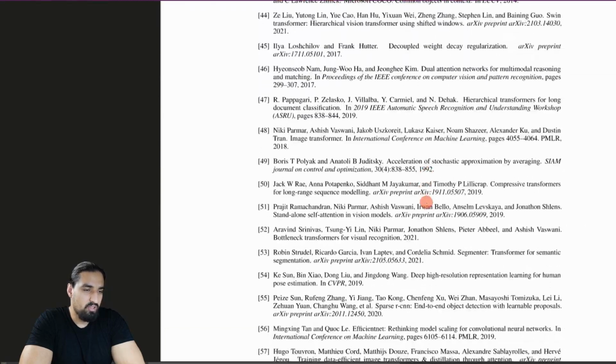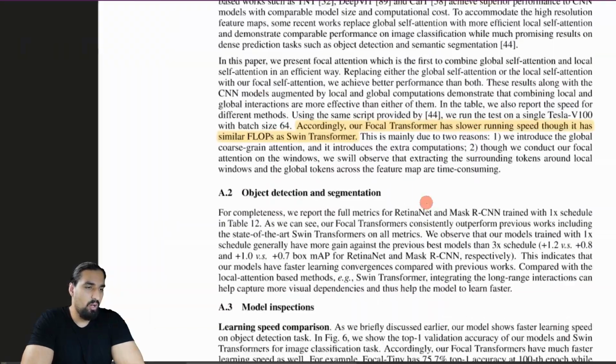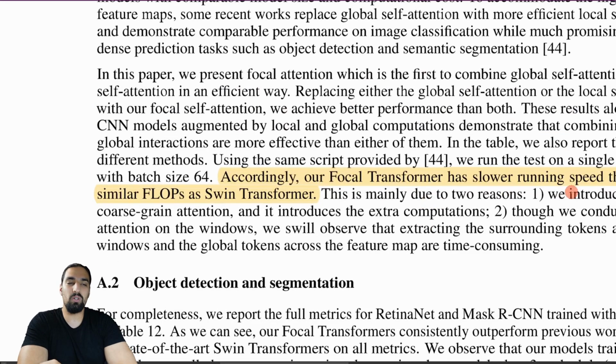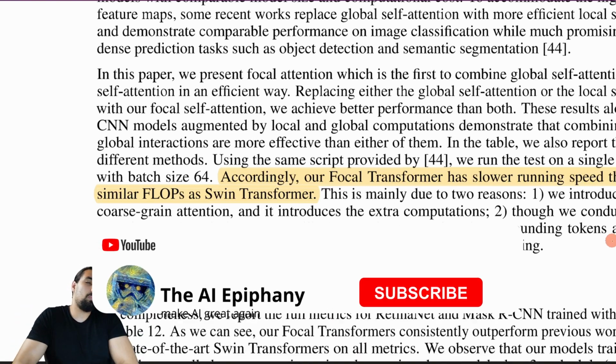And going back to the appendix here, they mention somewhere here, accordingly our focal transformer has slower running speed, though it has similar FLOPs as Swin transformer. So that's very important. This is mainly due to two reasons. We introduced the global coarse-grained attention, which introduces extra computations. That's one. And two, though we conduct our focal attention on the windows, we still observe that extracting the surrounding tokens around local windows and the global tokens across the feature map are time consuming. So just keep this in mind. If you want to actually run this in production one day, those extra dimensions like computation and speed and memory do matter a lot. So that's pretty much it.